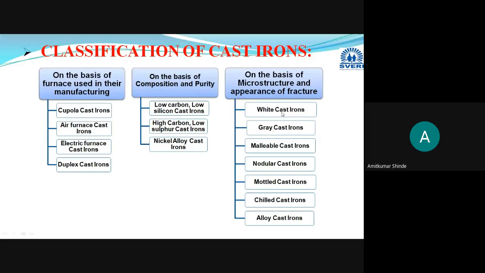All these types we are going to study in brief. Whichever seven types are there for these cast irons, each and every type we are going to discuss in brief, along with their composition, properties, and their different types. For each type they have some specific application or specific characteristics that we are going to deal with.